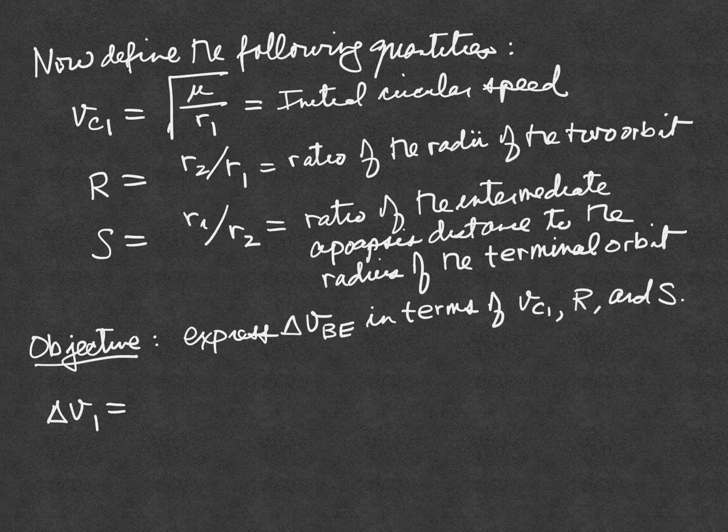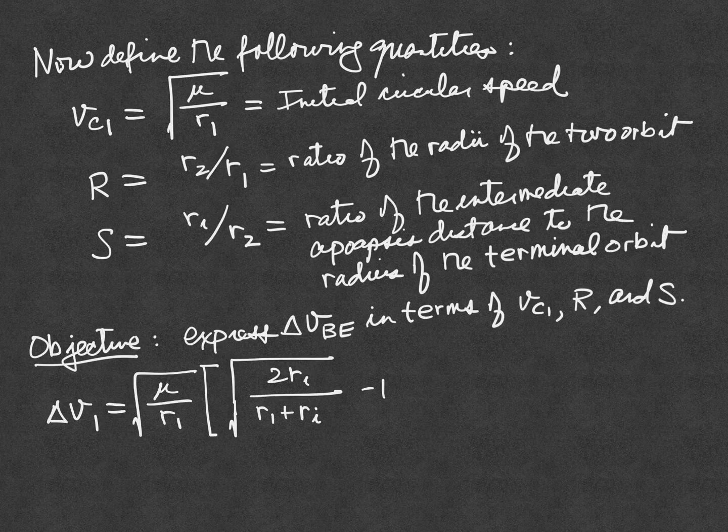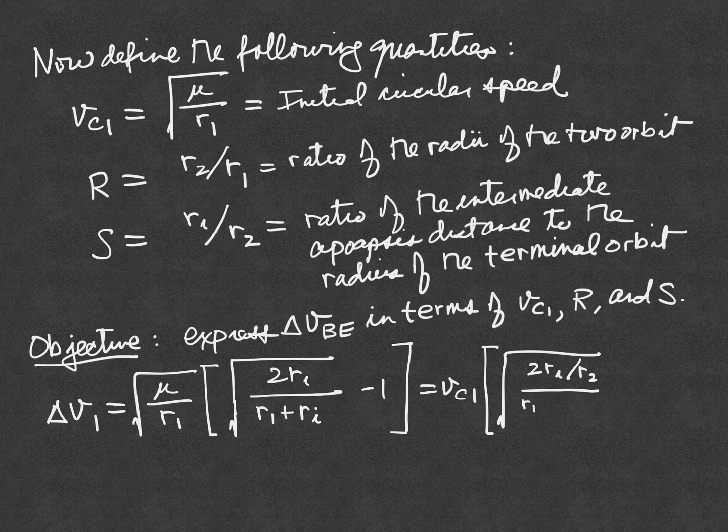So delta V1 is equal to the square root of mu over R1 times the square root of 2Ri, all divided by R1 plus Ri, minus 1. Well, we know that the square root of mu over R1, from the way I've defined it, is equal to VC1. And now, in the terms in the brackets, the first one, we can write it this way: 2Ri divided by R2, all divided by R1 over R2 plus Ri over R2, and then minus 1.